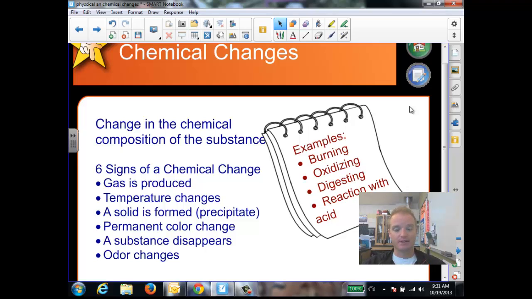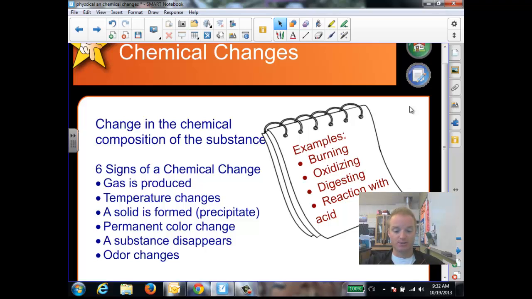So again, it's chemically different. The bonds have broken, rearranged, now we have new substances after that chemical change has taken place. So again, common examples are if you burn something, burning wood. Oxidizing would be like when rust is formed, that's a way of oxidizing. You chemically digest food. You break that food down, you rearrange it so your body can take in the nutrients.